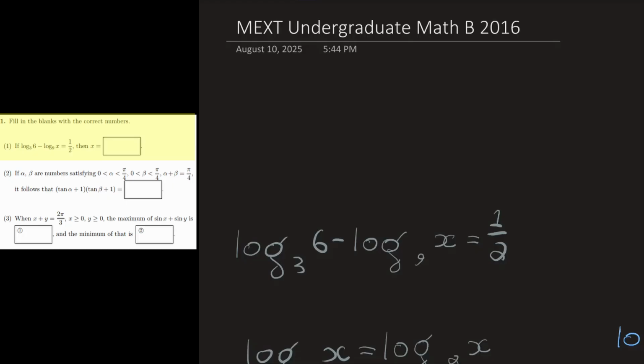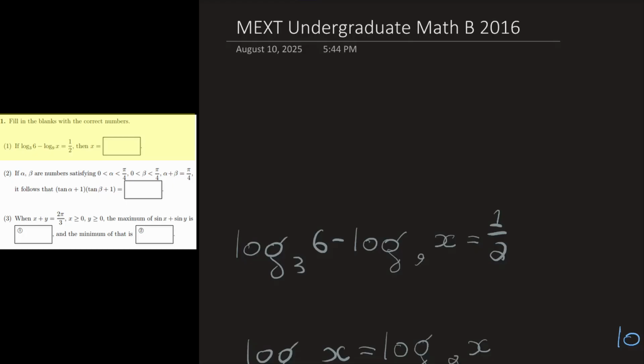So first is question 1, which says, if log base 3 of 6 minus log base 9 of x is equal to 1 over 2, then x is equal to blank. For this one, you just need to know a few log rules. The only tricky part about this question is one pretty obscure rule that at least I was never taught. So if you never learned it either, then this may be a bit of a difficult question. But once you learn this rule, which I will show now, it becomes quite easy.